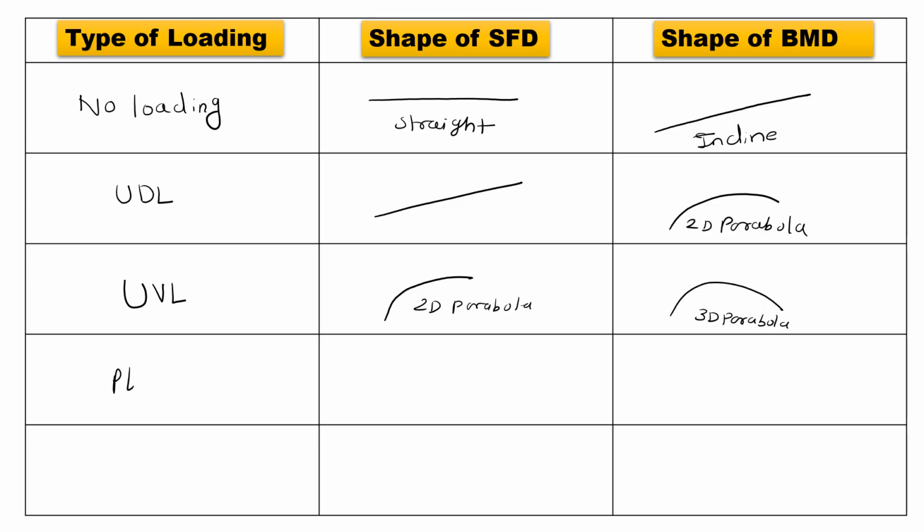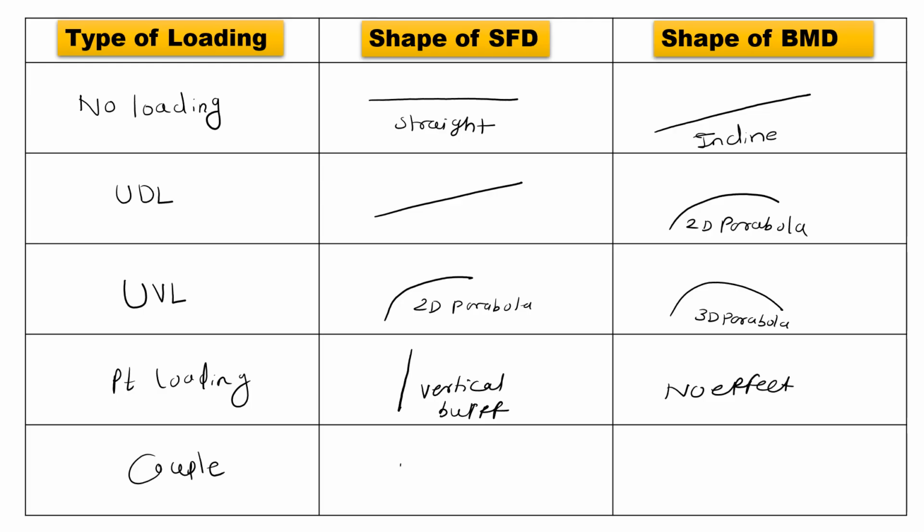The next loading is point loading. For point loading, there is a vertical jump, meaning a vertical line, for the shape of SFD, and there is no effect in case of BMD. Same for a couple: in case of a couple, there is no effect in SFD, but a vertical jump in BMD. So this is how we can draw SFD and BMD by using these simple rules.